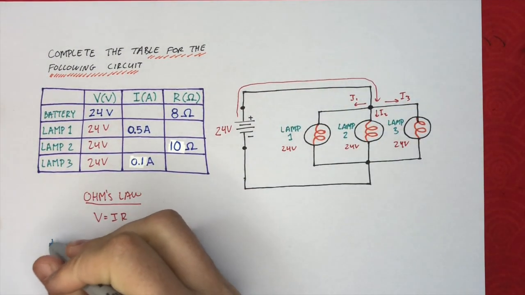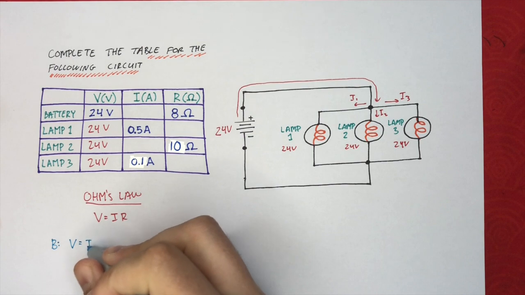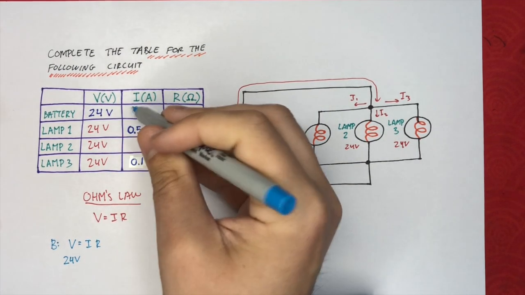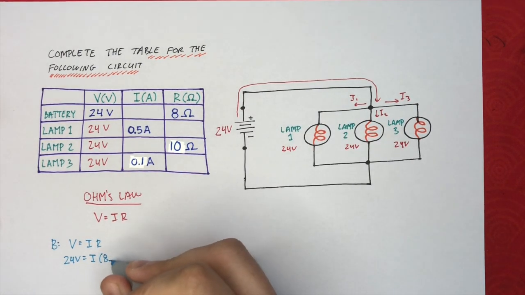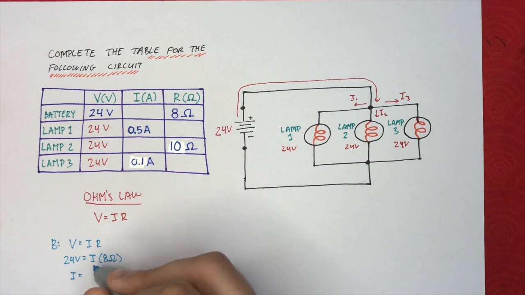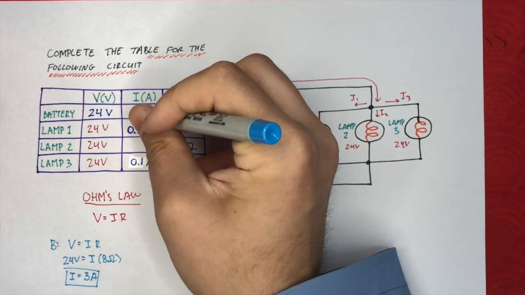So if we take a look at the battery, well, we want to find the current. V equals IR. Well, we know the voltage is 24 volts. We do not know the current, so we're going to solve for that. And we know the resistance is 8 ohms. We can simplify this, and we can say that the current is going to be equal to 3 amps if you put that in a calculator or do the math by yourself. Let's go ahead and put that in.